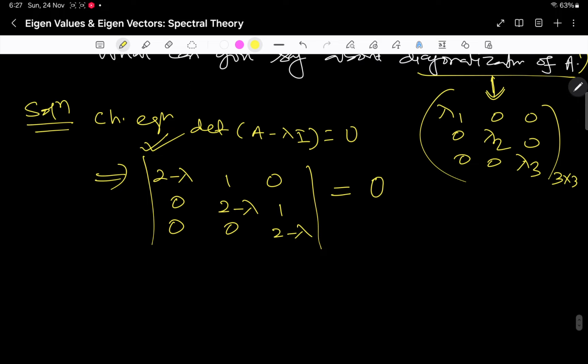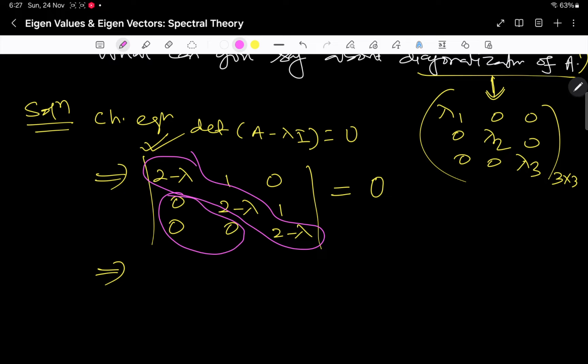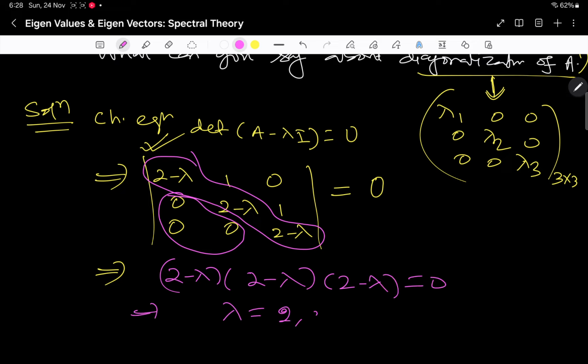Now you see this is an upper triangular matrix. So this determinant is simply the product of the diagonal entries, because it is an upper triangular matrix. Below the diagonal these are all zeros. So this implies, if I simplify, 2 minus lambda into 2 minus lambda into 2 minus lambda is equal to 0. If I solve it, lambda is 2, 2, 2.